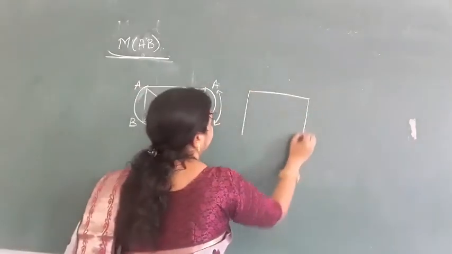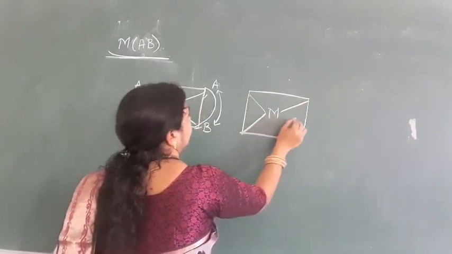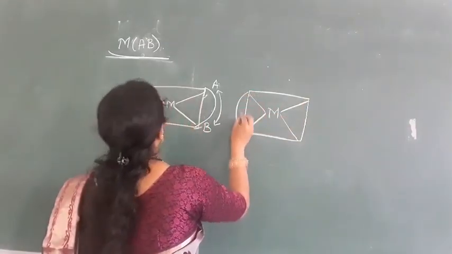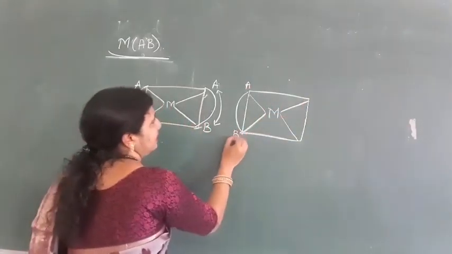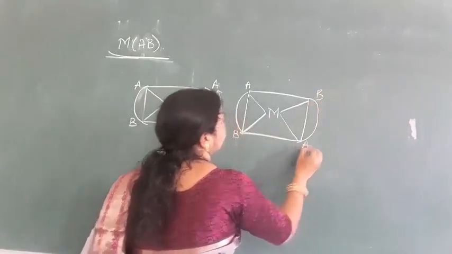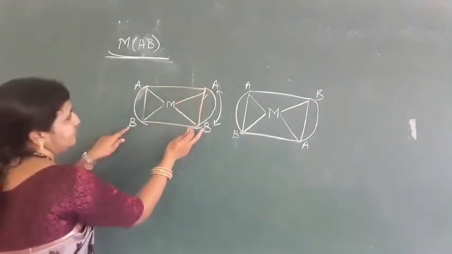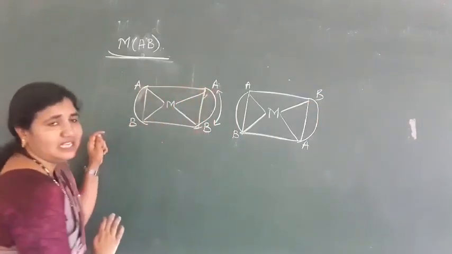What will we get here? See here what we are getting. A and B are the same only here, but here we get B and A. So this is a transposition now. A and B are cis to each other. A, B here. It is the cis isomer.